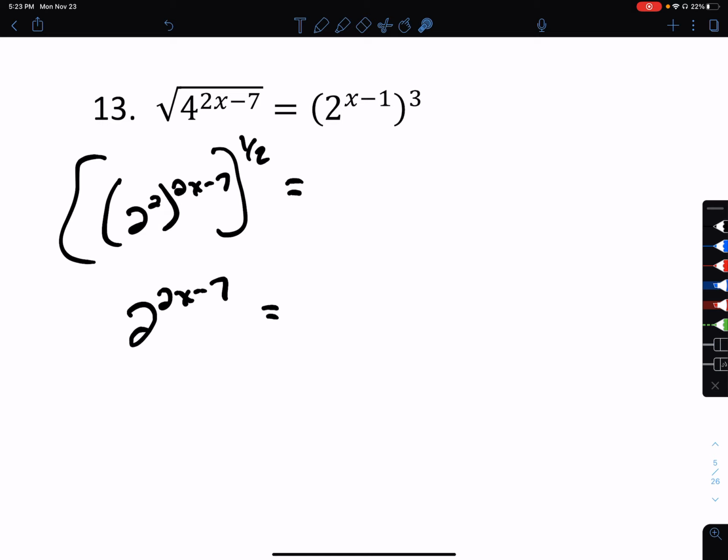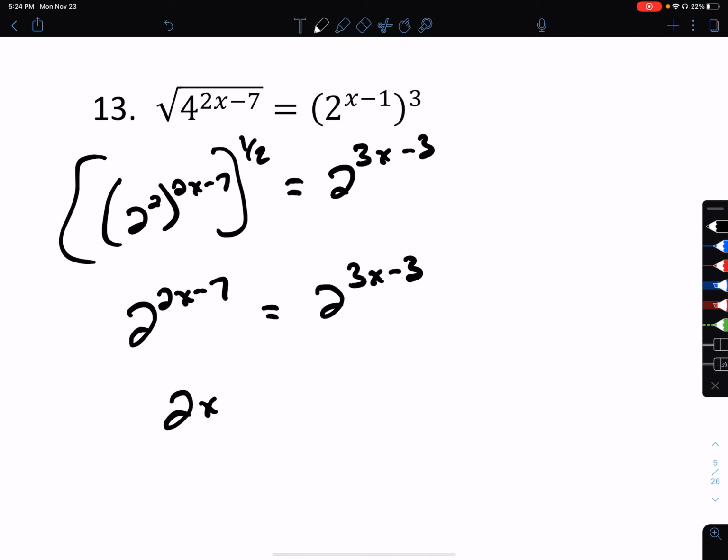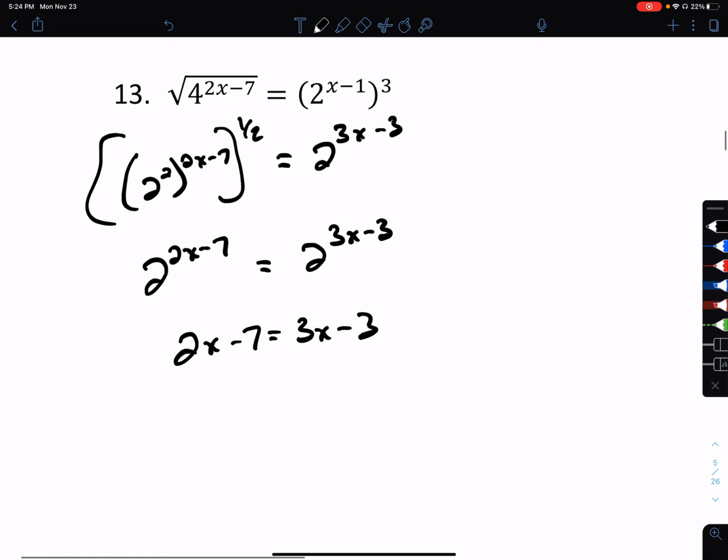On the right side, power to a power, multiply the exponents. I'm going to get 2 to the 3x minus 3. The property of equality says that if I have one term equal to another term, and they have the same base, I can set the exponents equal to each other. Therefore, 2x minus 7 is the same as 3x minus 3. If I subtract 2x from both sides, and then add 3, I get x is negative 4.